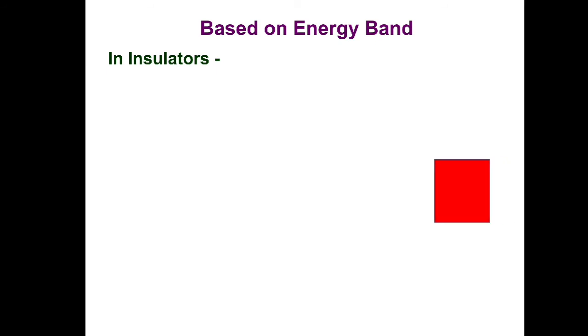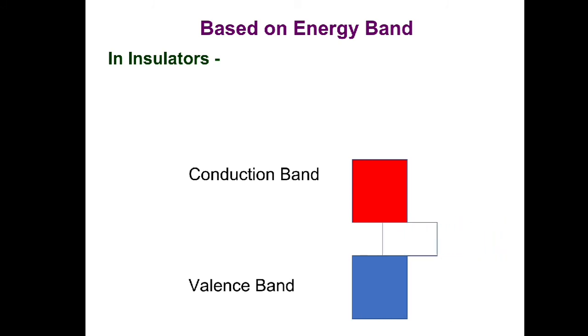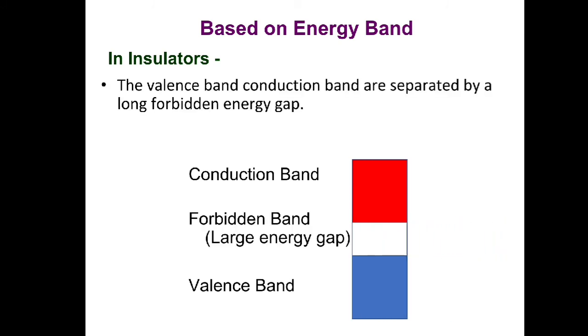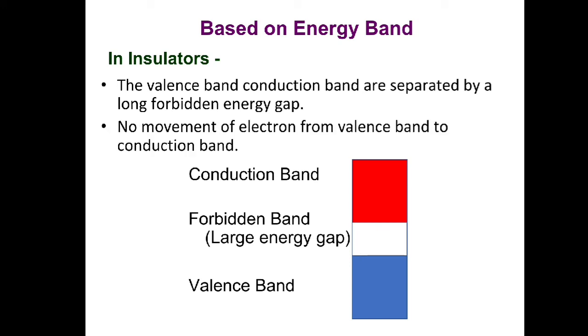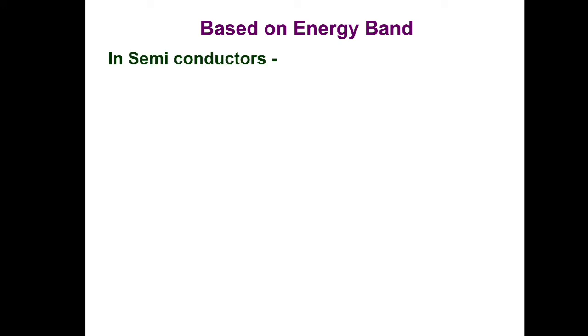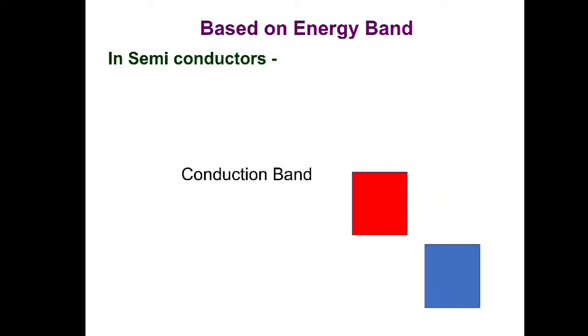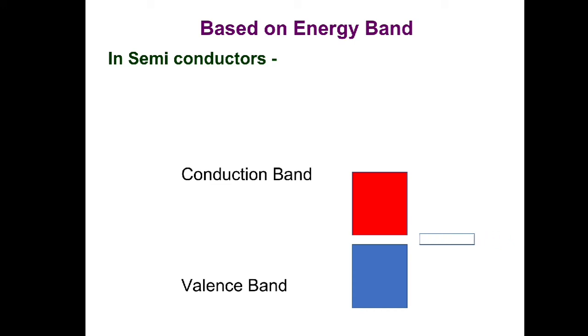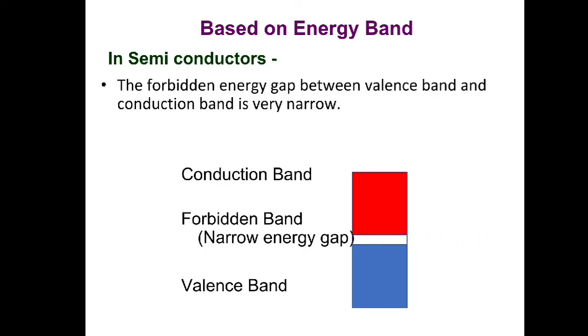In insulators, we can observe a large energy gap between the conduction band and the valence band. The valence band and the conduction band are separated by a large forbidden energy gap. Therefore, there is no movement of electrons from the valence band to the conduction band. Next, consider the semiconductor. In a semiconductor, there is a very narrow energy gap between the conduction band and the valence band.